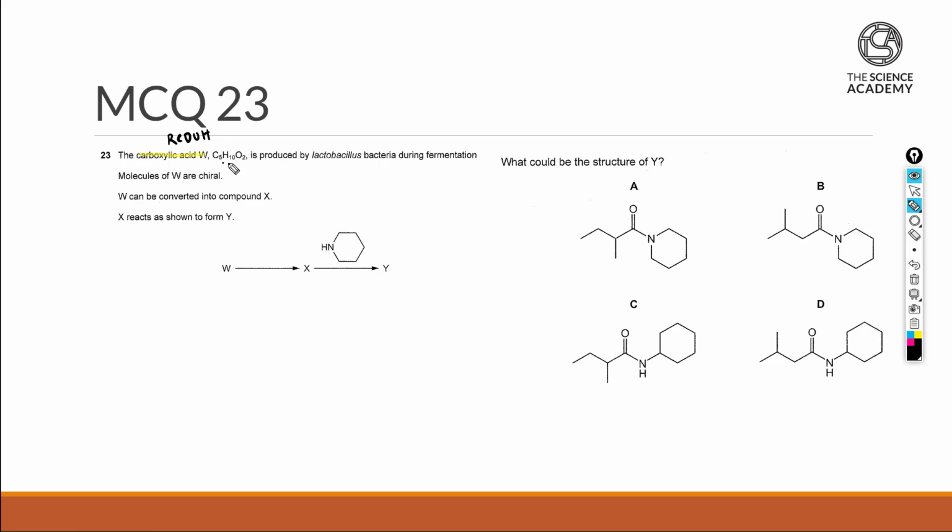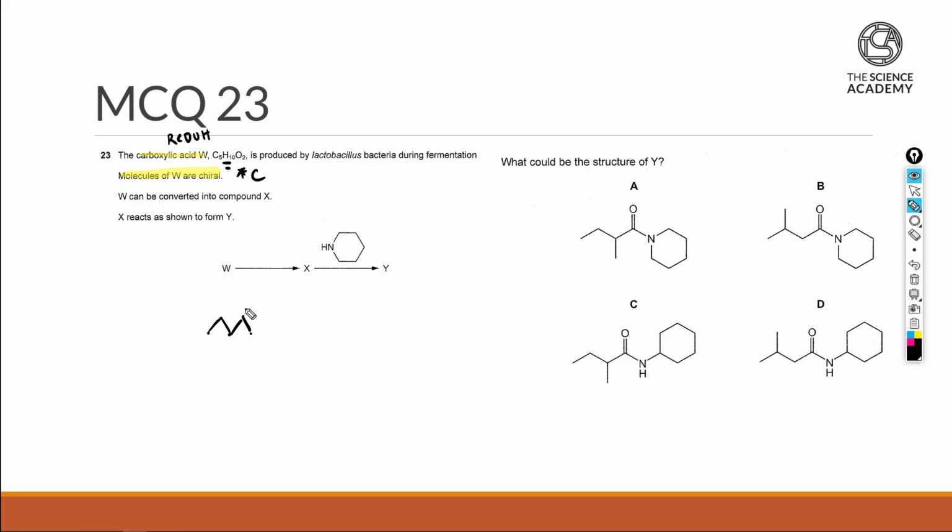It comes with a molecular formula of C5H10O2. And another crucial clue for the case of W is that it is considered to be chiral, meaning that we should be able to draw it out to generate a chiral carbon. So this is a 5-carbon long carboxylic acid. So the first thing that comes to thought here is actually a linear pentanoic acid.